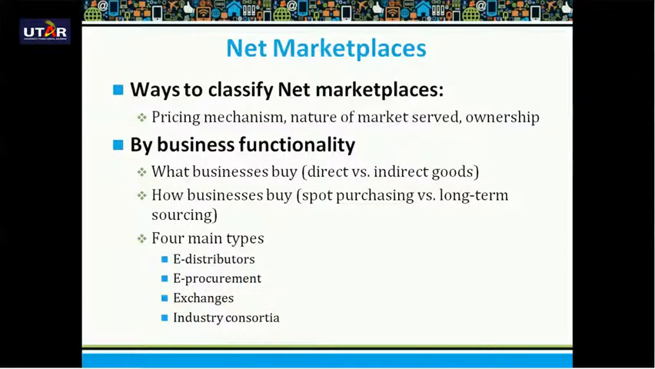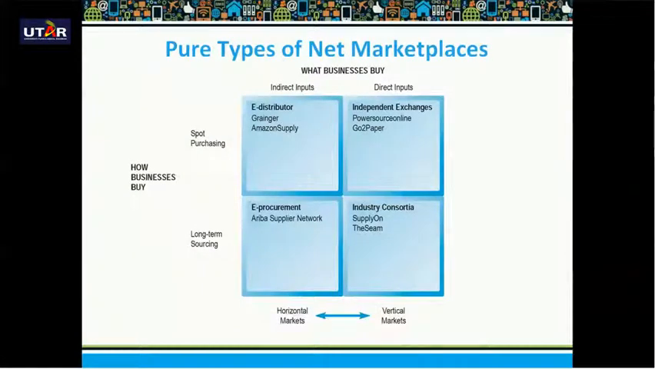Net Marketplace. Ways to classify Net Marketplace: pricing mechanism, nature of market served, ownership by business, functionality, what business buys, direct or indirect goods, how business buys, spot purchase versus long-term purchase. Four main types: e-distributor, e-procurement, exchanges, industry consortia. So there are 4 quadrants about the pure types of net marketplace.